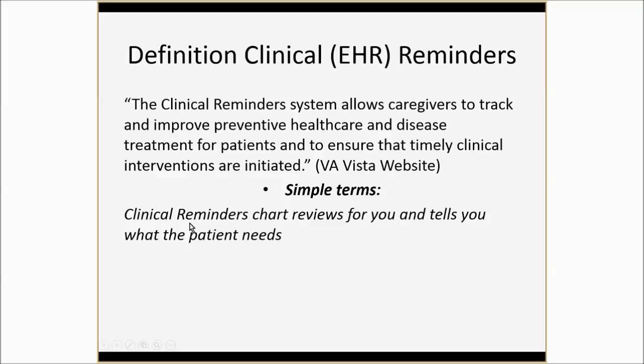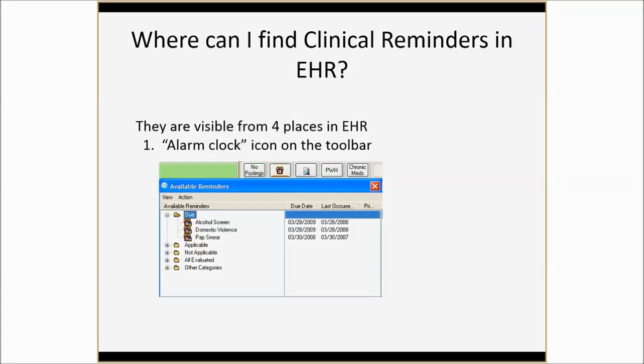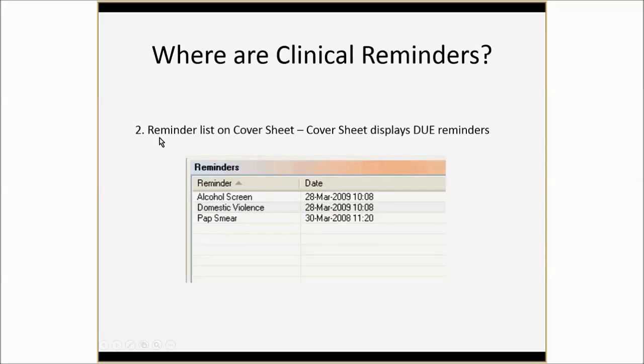Clinical reminders are basically chart reviews that tell you what a patient really needs. They are visible in 4 places in the EHR. You've got the alarm clock icon on the toolbar, and this is going to display what's due for that patient. Then the clinical list on the cover sheet. This cover sheet displays the reminders due for that patient.